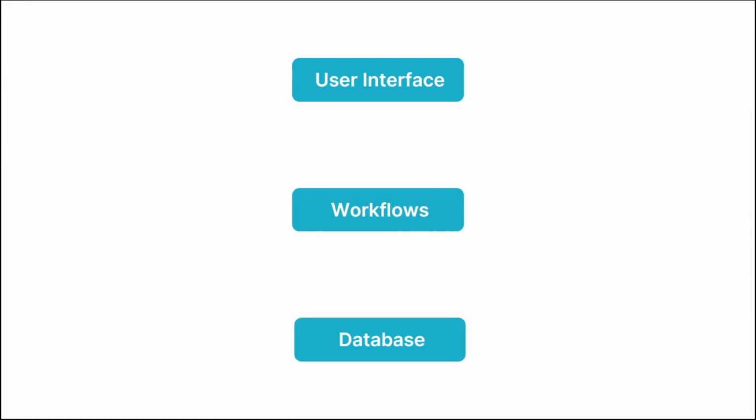So now that we have seen a simple walkthrough of the Bubble dashboard, it's now time to see an overview diagram which will help us see the three main layers of any Bubble application. Any Bubble application can be divided into these three main layers. You first have a user interface, then your app has workflows, and it also has a database.